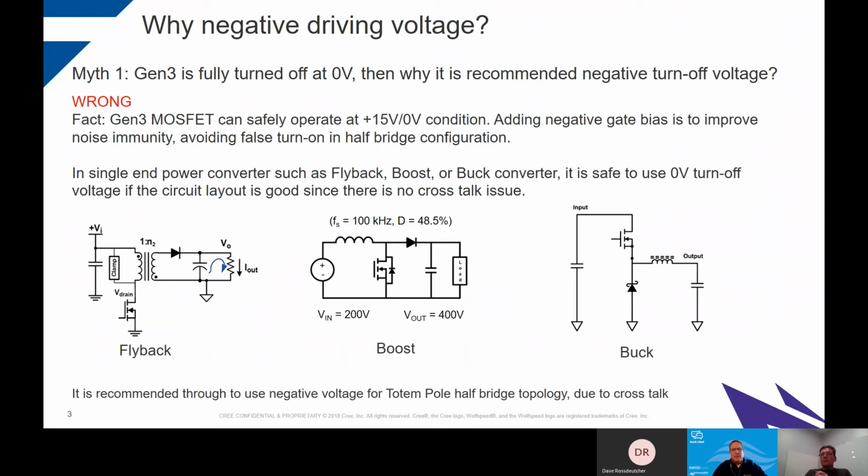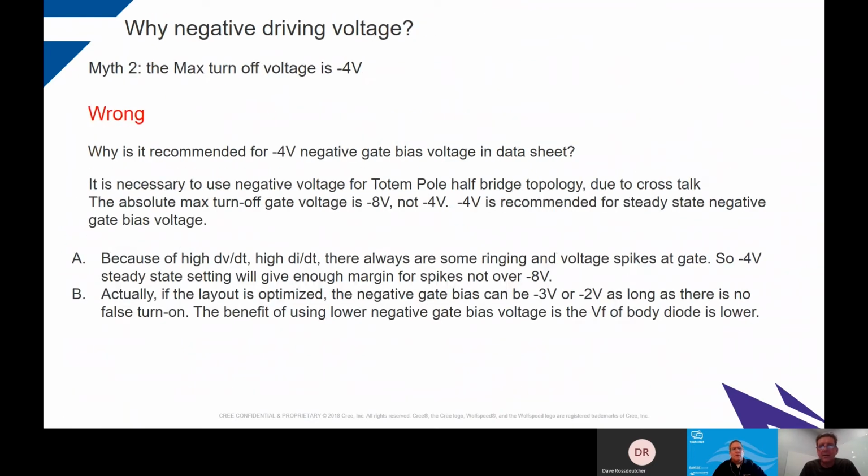But then, there is a hard switch condition. If you take a typical PFC, Totem Pole PFC or anything of that nature, where you have a high side device and a low side device in a half bridge, then yes, you've got to be a little bit careful. This is where driving it negative is thoroughly recommended. And why? Really because of shoot through.